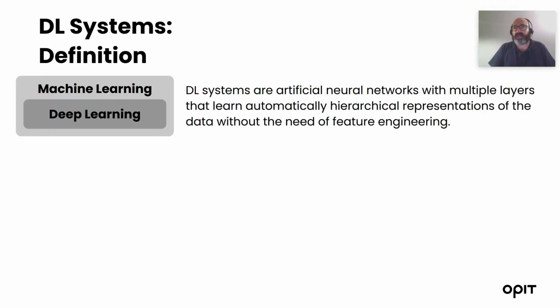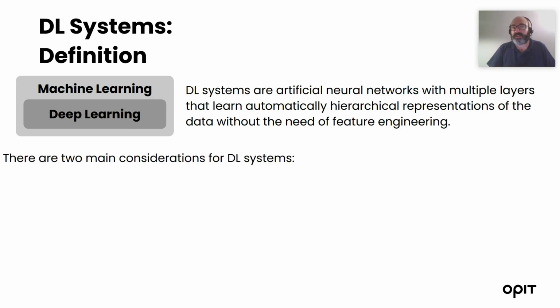As we said, there is a subset of machine learning systems called deep learning systems. Deep learning systems are, generally speaking, artificial neural networks that have multiple layers of data processing. These layers automatically learn hierarchical representations of the data without the need for feature engineering. And this is the main advantage of deep learning. We don't have to compute or create features based on the task that we are working on.